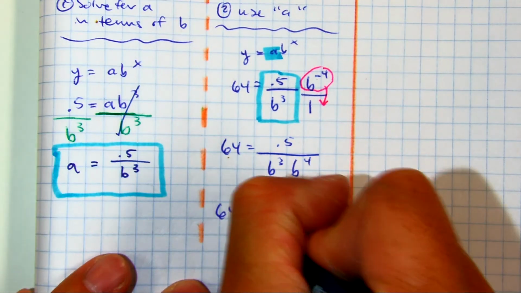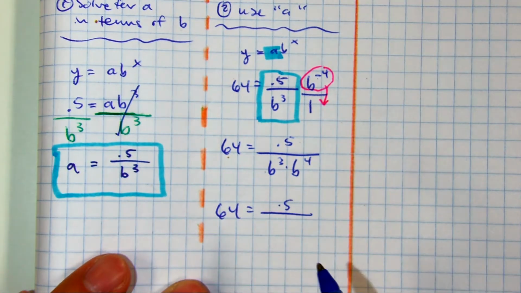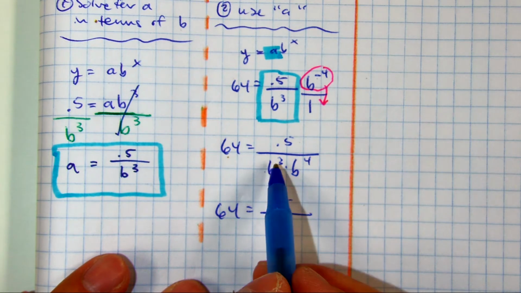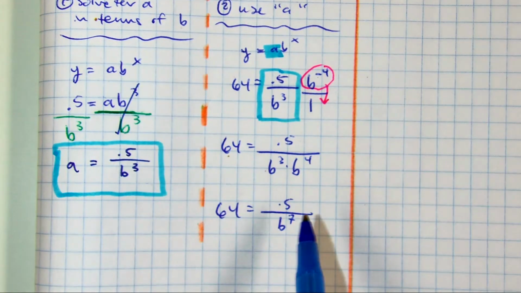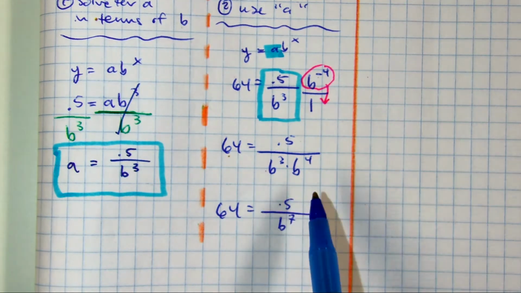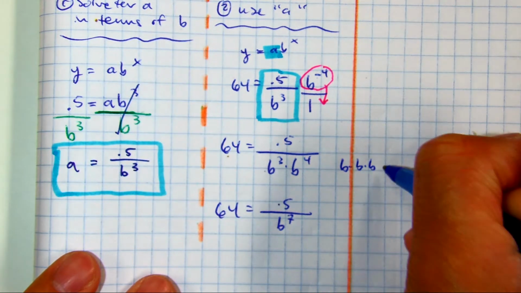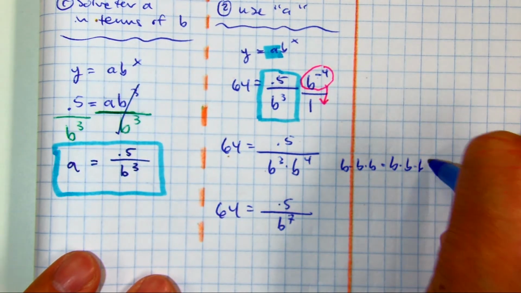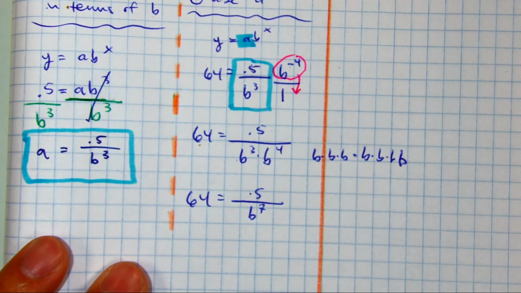64 equals 0.5. When you're multiplying the same base, what do you do with the exponents? You add them. 3 plus 4 is 7. If you don't understand that, when in doubt, write it out. There are 3 B's, and then there are 4 B's, and then you can just count up all your B's. Does that make sense? Okay, we're supposed to solve for B now.